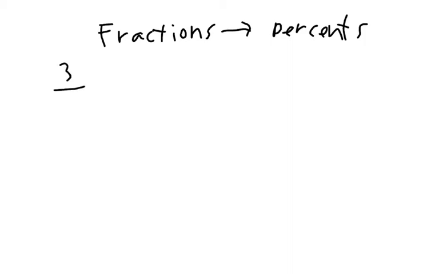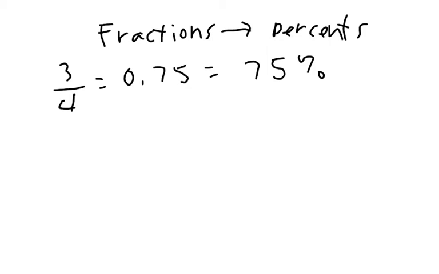So if we go back to what we had in this first slide, 3/4, we changed that to 0.75 by dividing 4 into 3.0. And then in another slide, we learned to change a decimal number to a percent by just multiplying by 100 and putting a percent sign in. So that's basically it. Change the fraction to a decimal, then change the decimal to a percent.